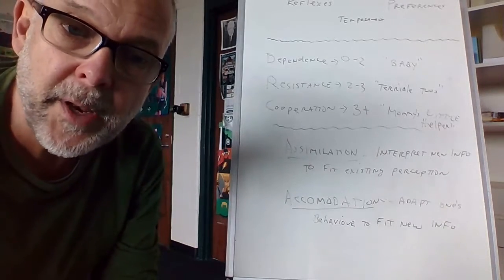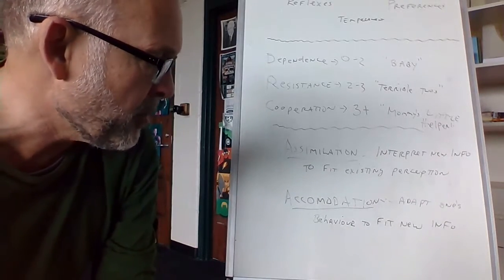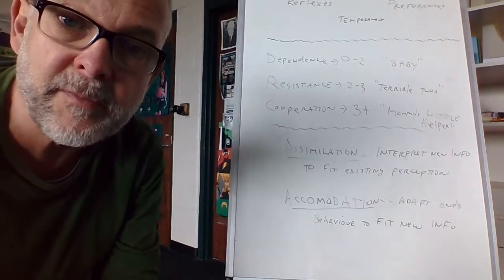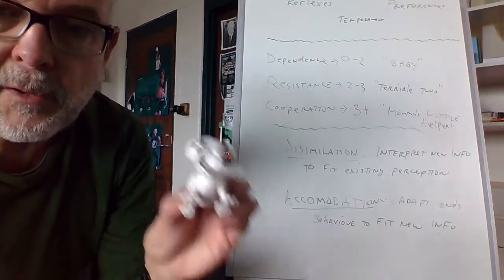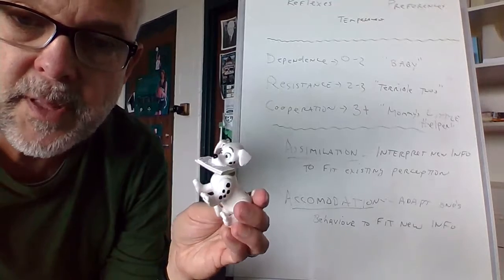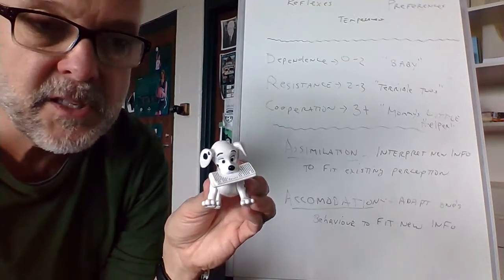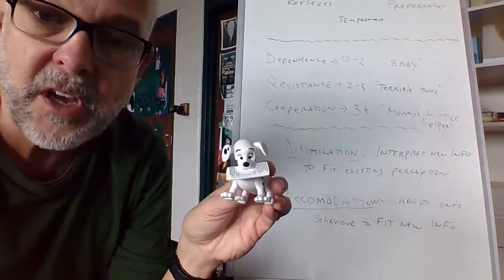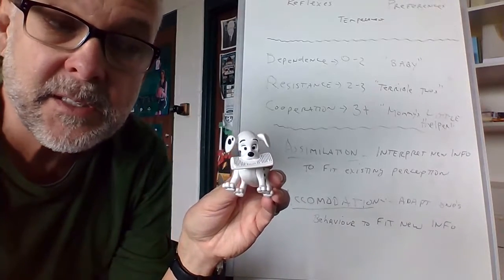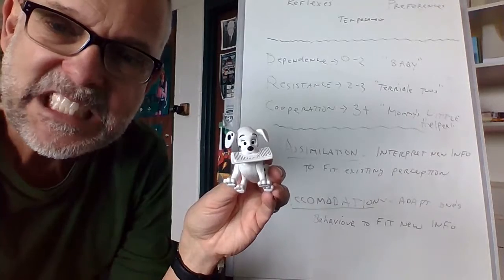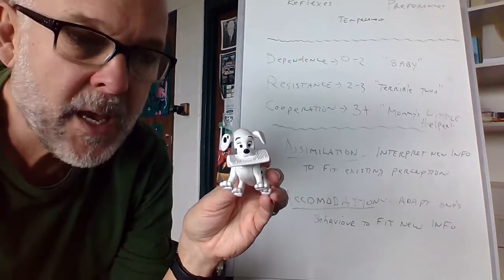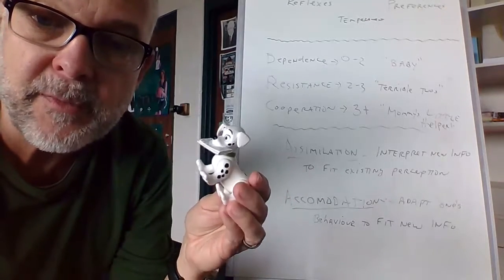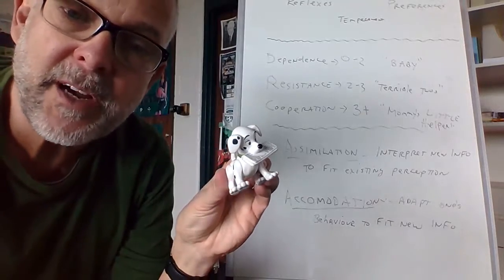Or you can accommodate, where you adapt one's behavior to fit new information. So you're like, "See the little doggy? Well, doesn't look like Spike." And your mom's like, "Yeah, it doesn't, because dogs are different sizes. They're different shapes, they're different colors. Matter of fact, there's all kinds of dogs."